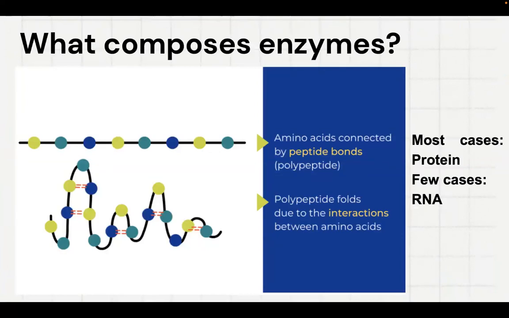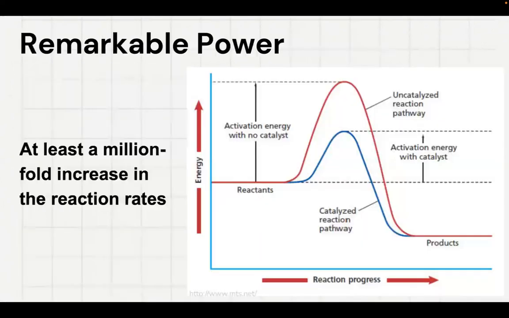A large protein enzyme molecule is composed of one or more amino acid chains called polypeptide chains. The amino acid sequence determines the characteristic folding patterns of the protein's structure, which is essential to enzyme specificity. A few enzymes are nucleic acids called catalytic RNA. And enzymes have remarkable power, which can increase chemical reaction rates by at least 1 million-fold. After the reaction, the enzyme remains unchanged.